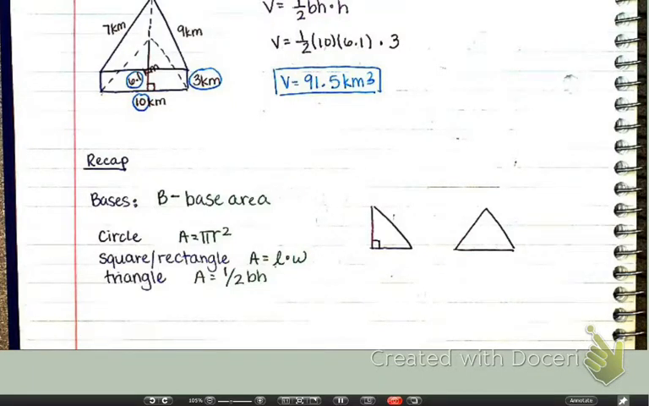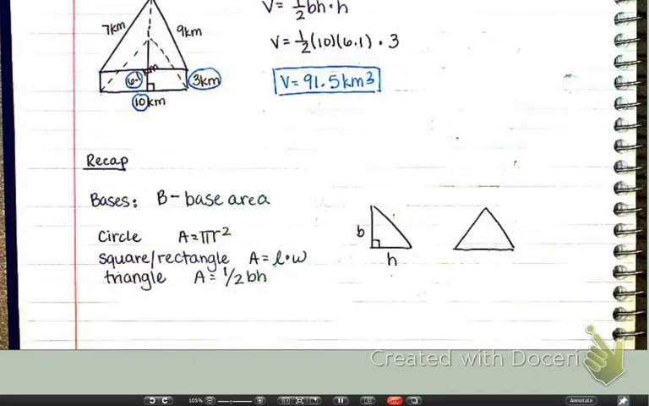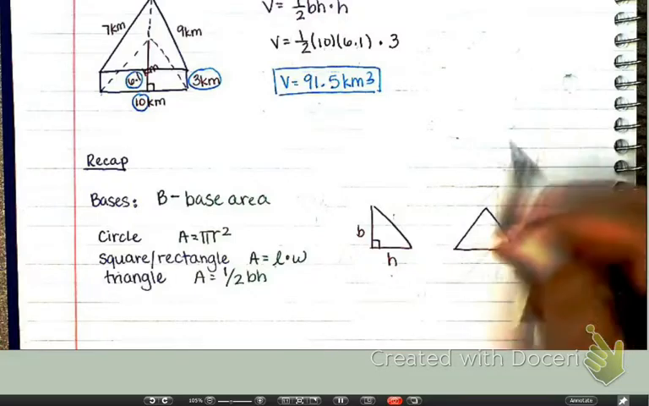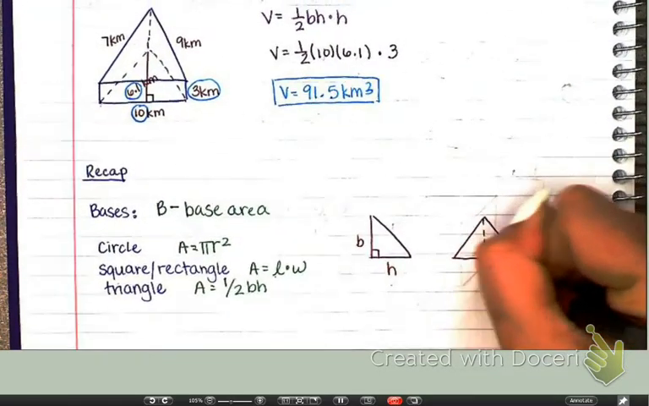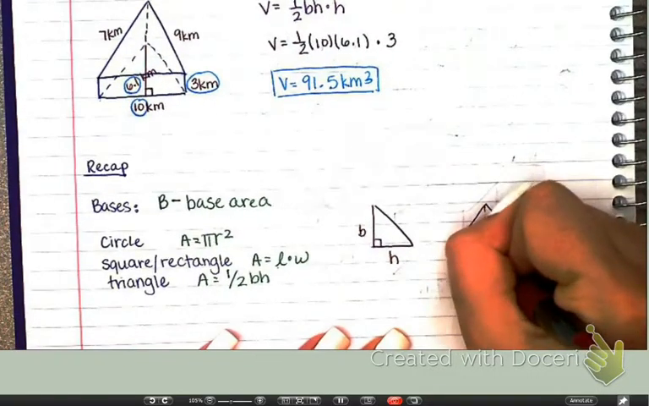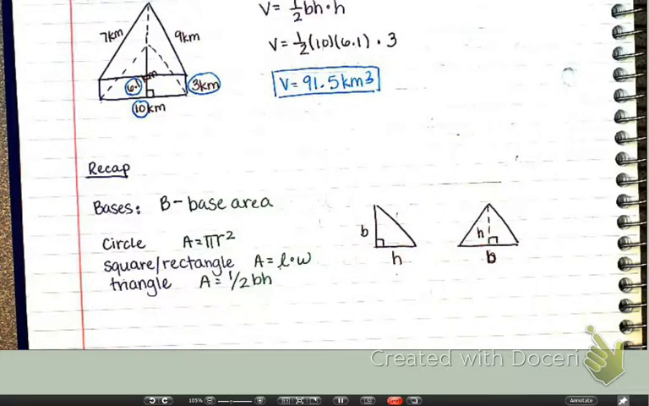It's going to be a quiz or test question. Be prepared. What's important about area of triangles? The base and the height create a 90-degree angle. On this triangle here, it's going to be my base and my height. What's important about finding area of triangles?